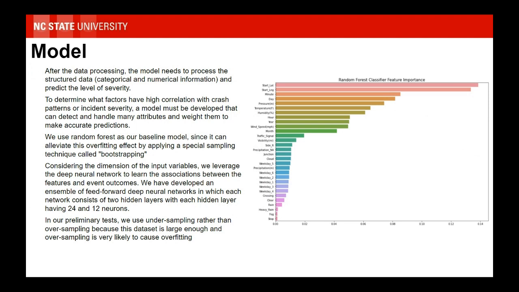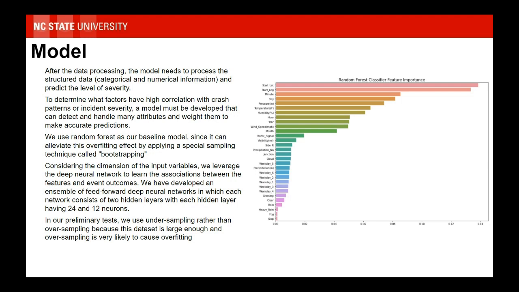We used random forest as our baseline model since it can alleviate this overfitting effect by applying a special sampling technique called bootstrapping. Considering the dimension of the input variables, we leveraged the deep neural network to learn the associations between the features and event outcomes.